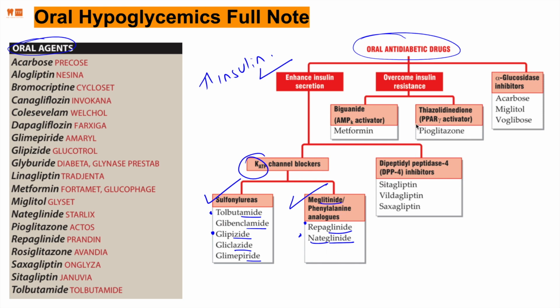Okay, easy to remember. Now there's another section here, which is DPP4. What their function is, we'll talk about. We haven't touched upon this yet. But these are gliptins.